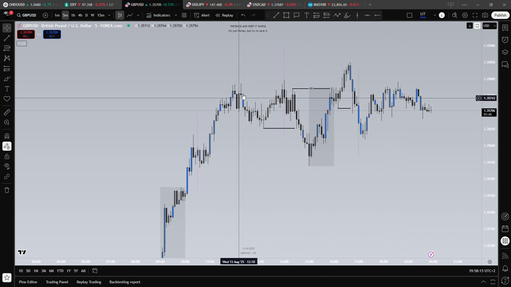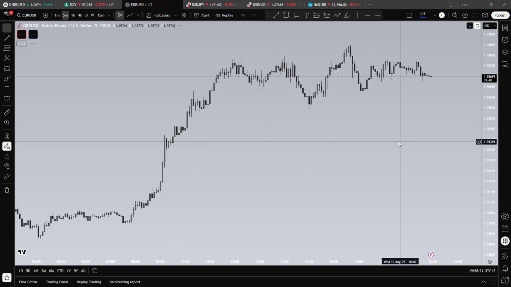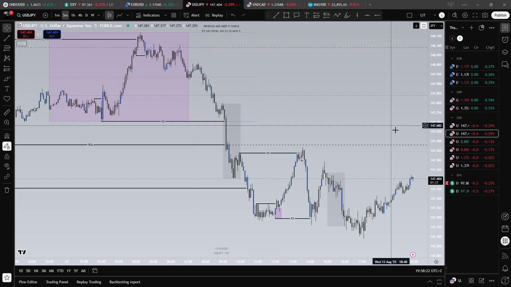So yeah, more or less something like that. For me, this is not really relevant. My relevant price action is here, but nothing I would look at.